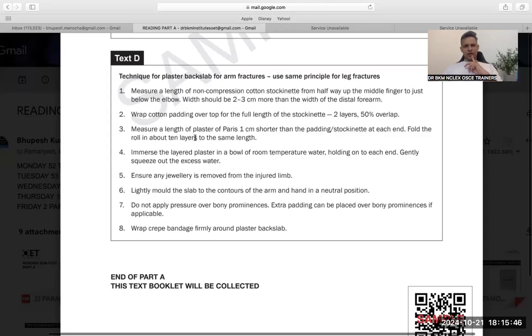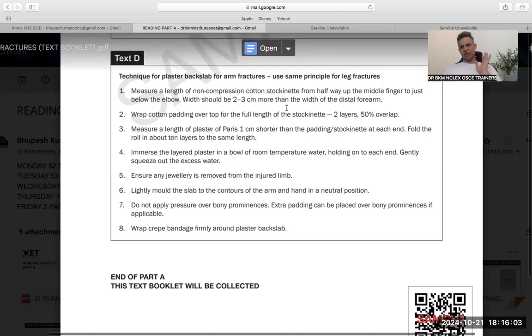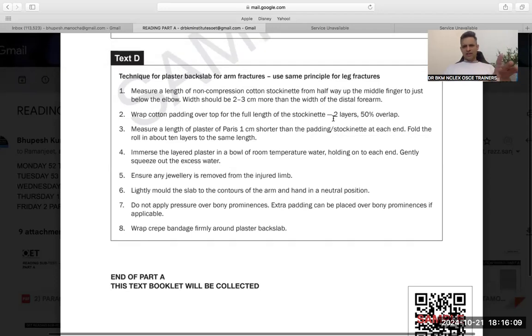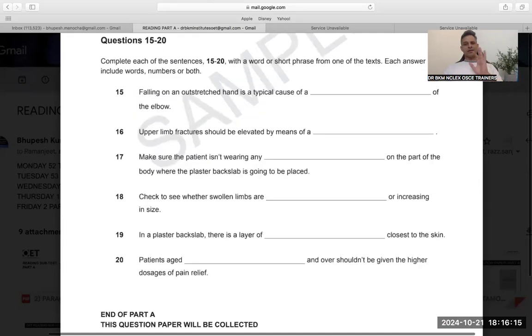So fold the roll in about 10 layers. Make a sheet of plaster of Paris 1 centimeter shorter than the padding, the wrapping cotton, full length of the stockinette. So I'm now thinking plaster of Paris or stockinette should be the answer. Otherwise, layer of stockinette is two layers. So I think it should go with stockinette. But I have this word of to help me. That is what it is all about.